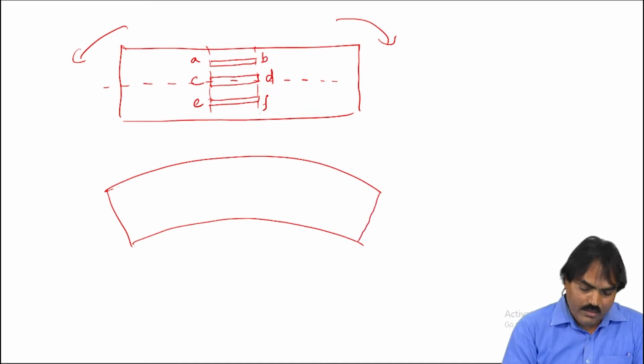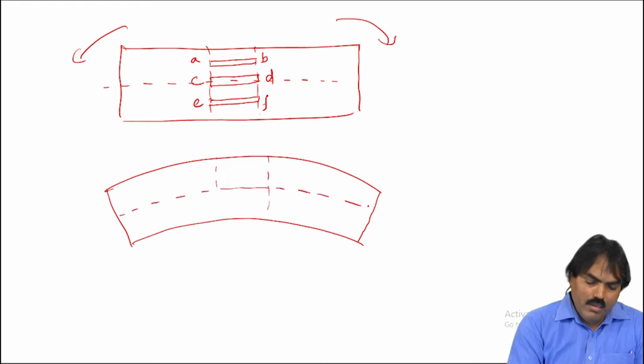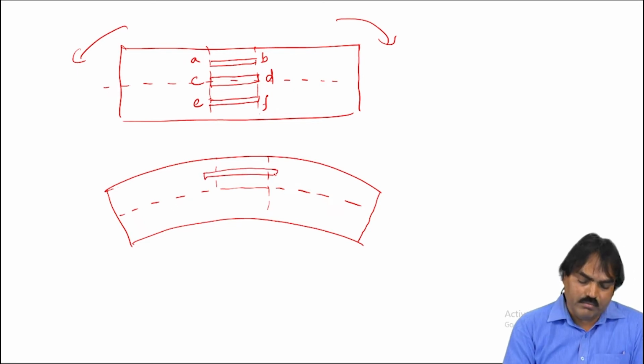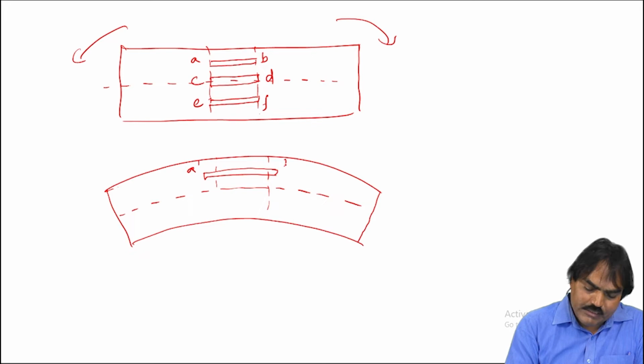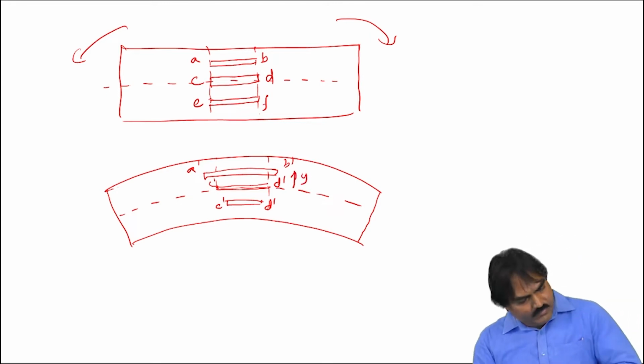When this bends like this, this is the initial position. Say this is the axis. This top layer will stretch here, to A dash, B dash. Whereas this is the layer which is on the axis, unaffected, C dash, D dash. The bottom one will undergo compression. This is E dash, F dash. So this distance we are calling Y.